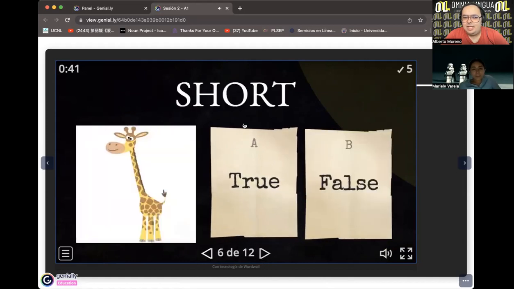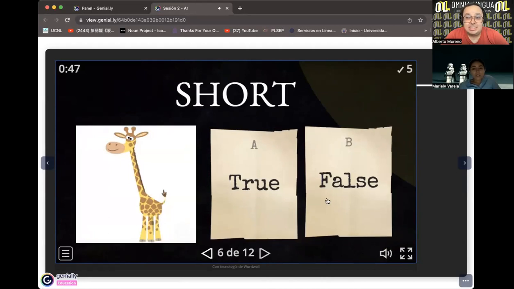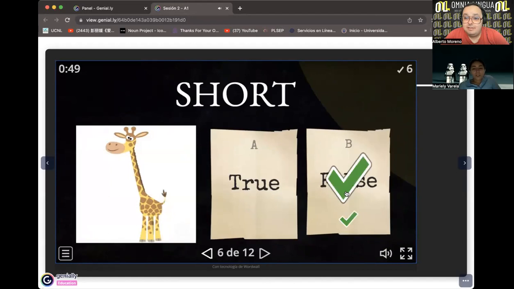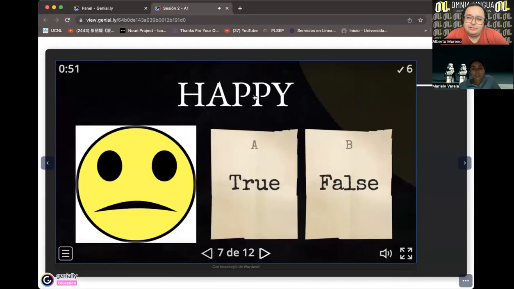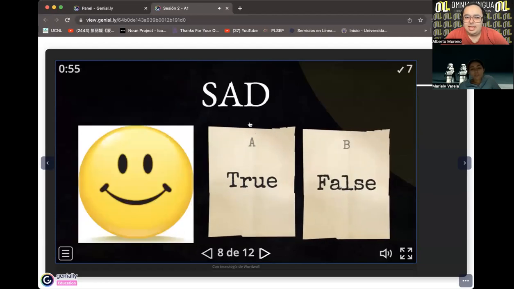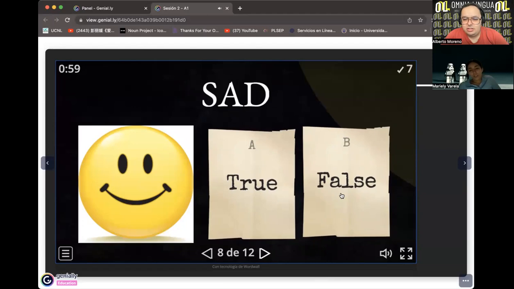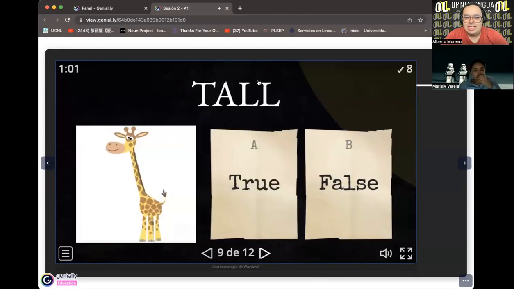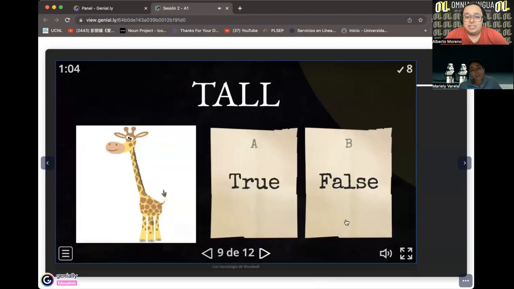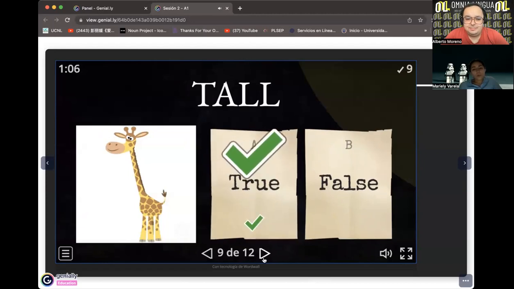How can you pronounce this word? Short. Is it? False. Very good. Then we have happy. False. This one? False. Sad. False. That's right. And this? False. Tall, it's true.